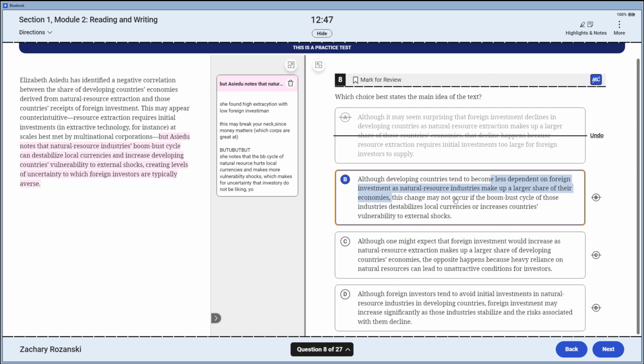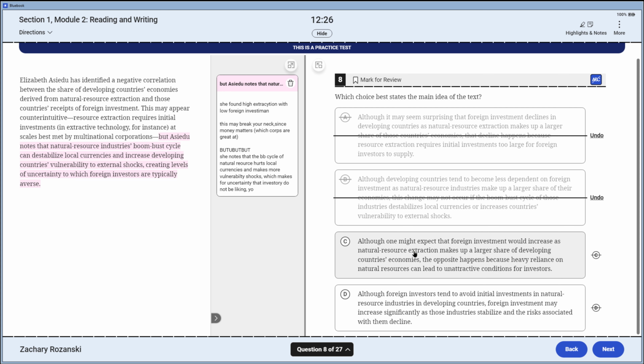This change may not occur if the boom-bust cycle of those industries destabilizes. Yeah, this is messing up everything. This second part, this change may not occur if the boom-bust cycle of those industries destabilizes. That change is completely dependent on this. It would even get worse if B gets off the table.